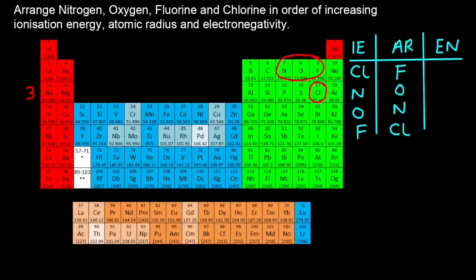Now the electronegativity, which is the ability of the atom to attract an electron from another atom, increases as we move to the right of the periodic table and decreases as we move down the periodic table. So we have chlorine, nitrogen, oxygen, and fluorine. And this is the general answer by following the trends in the periodic table, although you'll find exceptions.